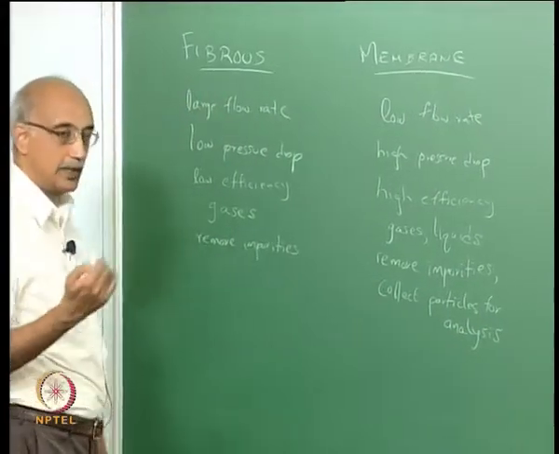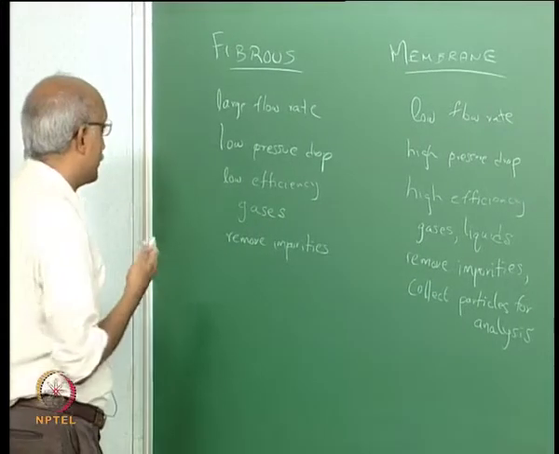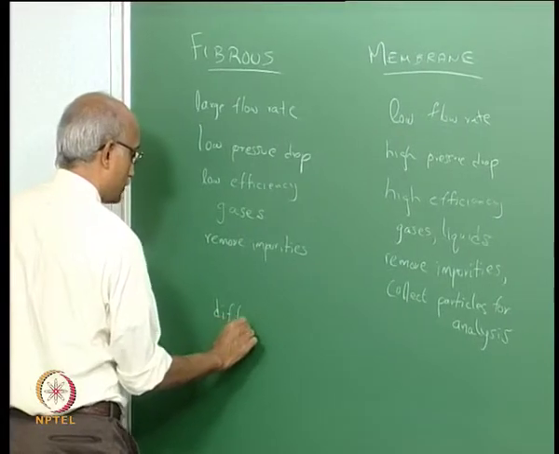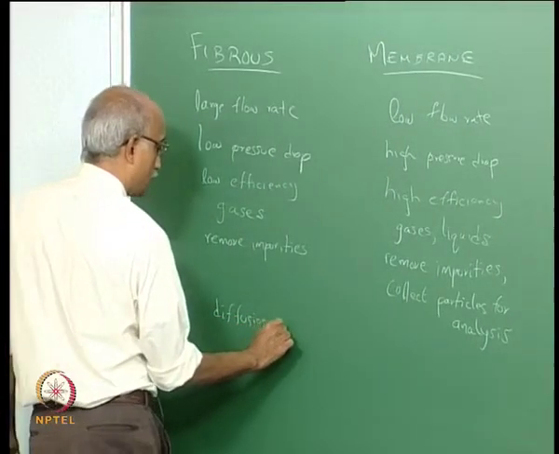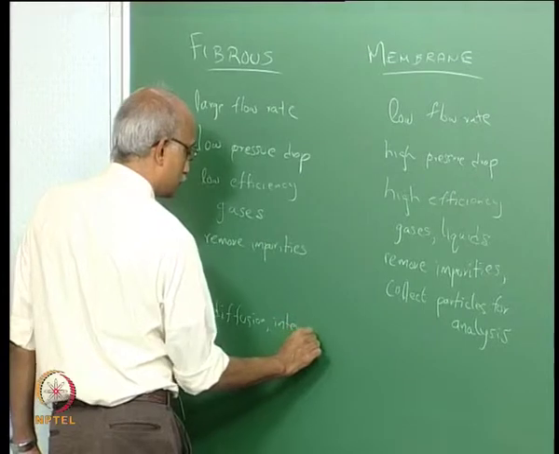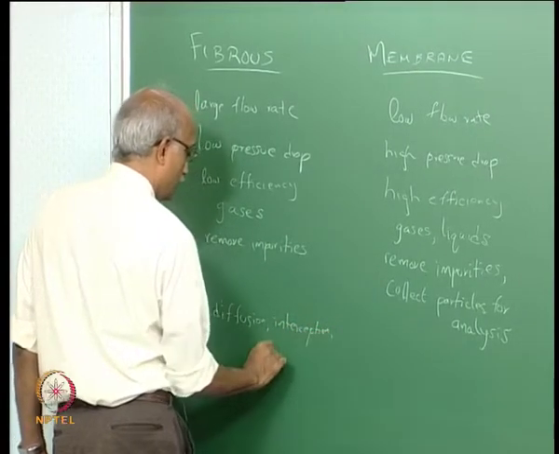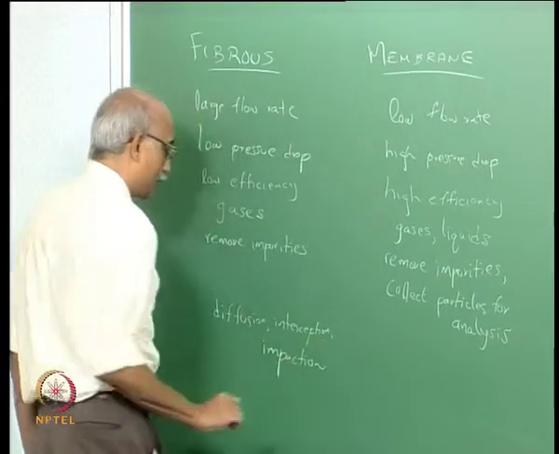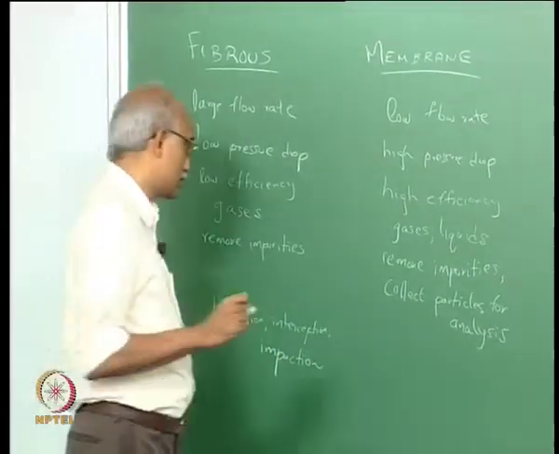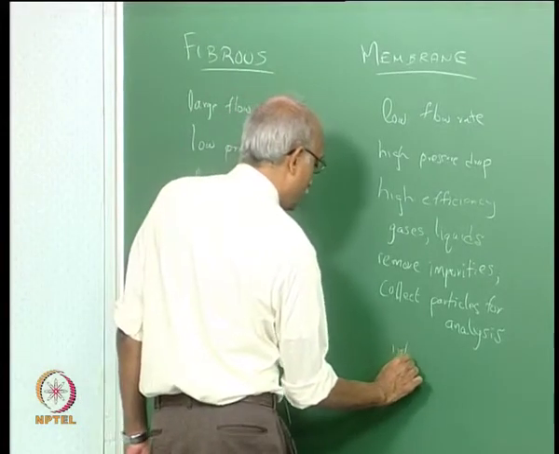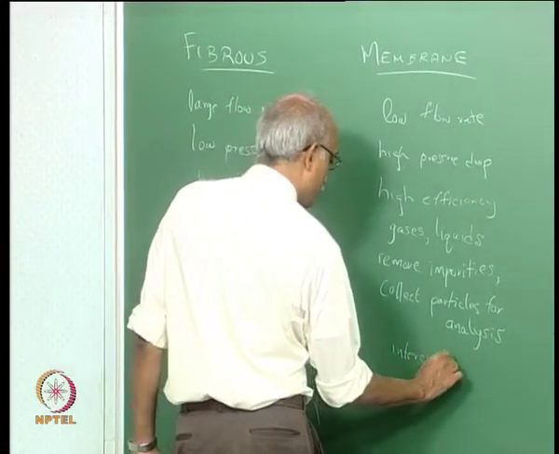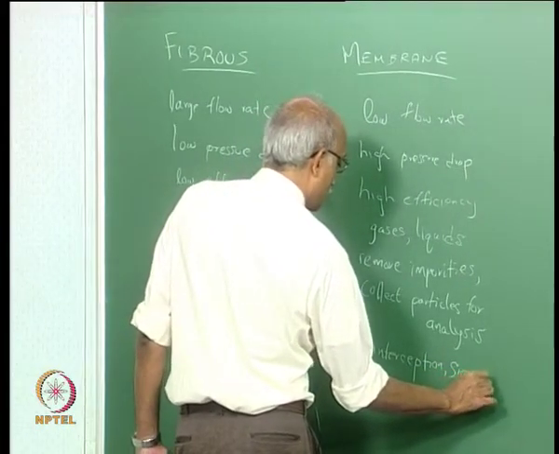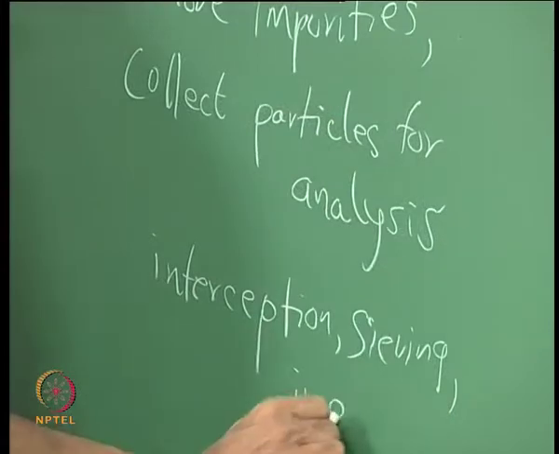In terms of particle collection mechanisms, fibrous filters rely upon diffusion, interception, and impaction, whereas membrane filters rely upon mainly interception, sieving, and impaction.